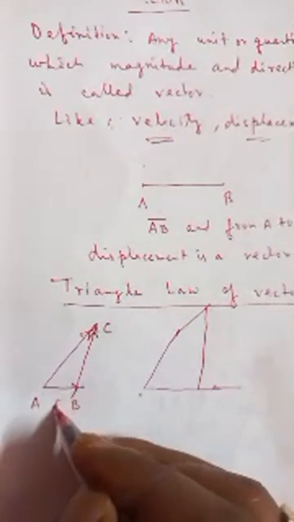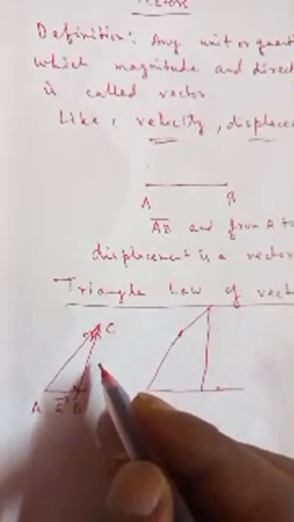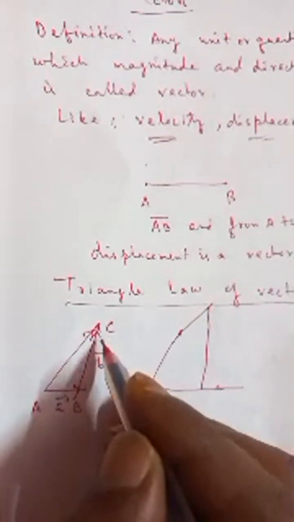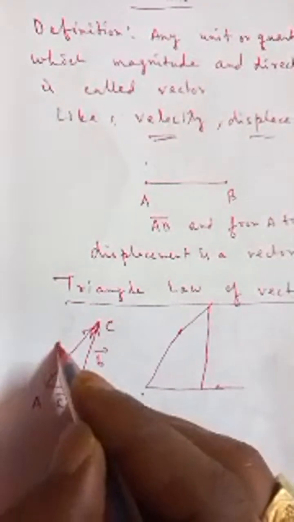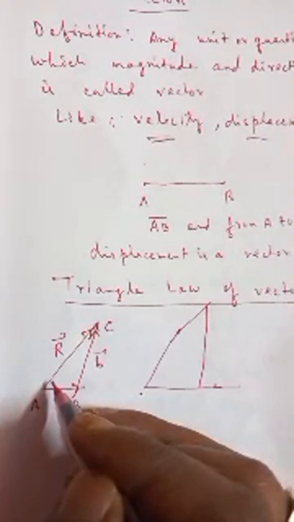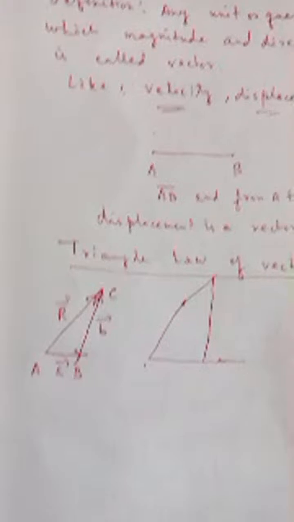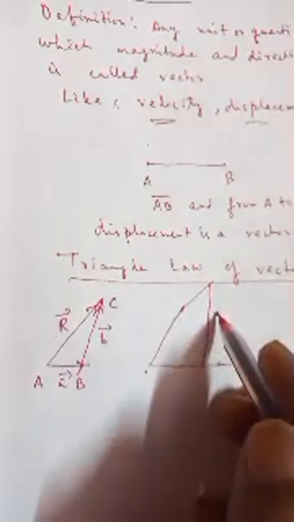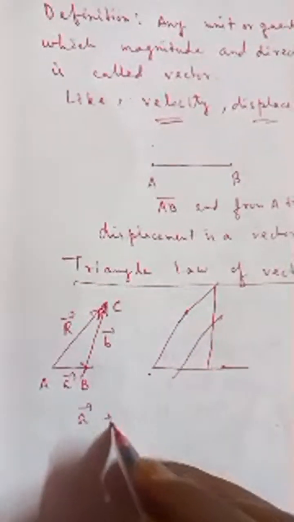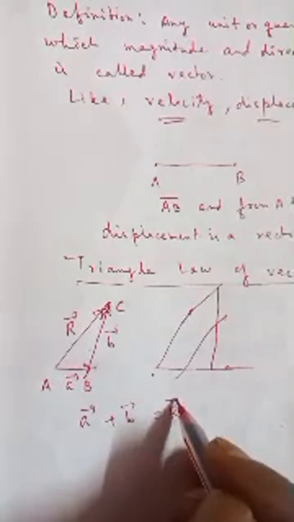Means A vector is represented by the AB line segment and B vector is represented by the BC line segment. Then the resultant R vector is represented by the third side in the opposite direction. So in the triangle law, A vector plus B vector is equal to the resultant vector R.